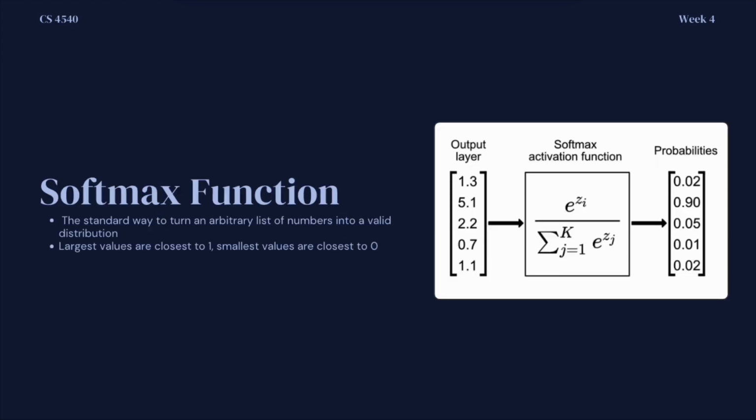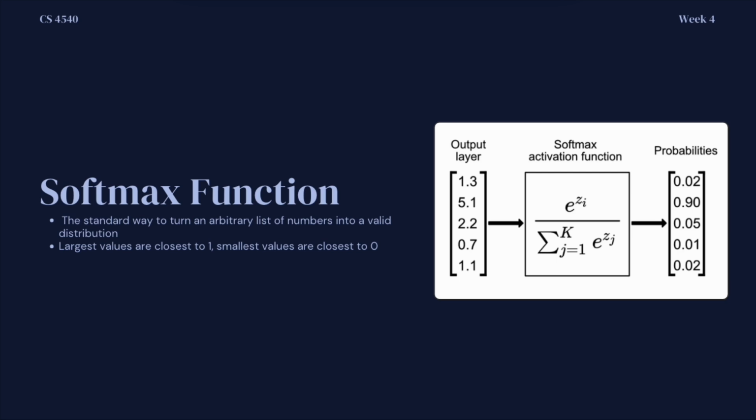The softmax function is an operation used to turn a sequence of numbers into a probability distribution, where each value is between 0 and 1, and the total sum adds up to 1. When looking at an untrained network, all the values will be random. They will either be negative, or the sum will not add up to 1. It is the standard way to turn an arbitrary list of numbers into a valid distribution, where the largest values are closest to 1, and the smallest values are closest to 0.